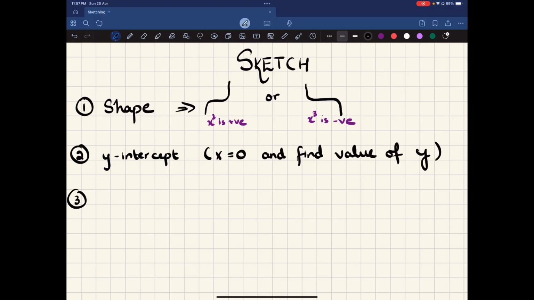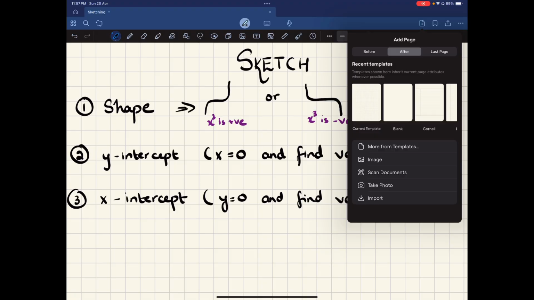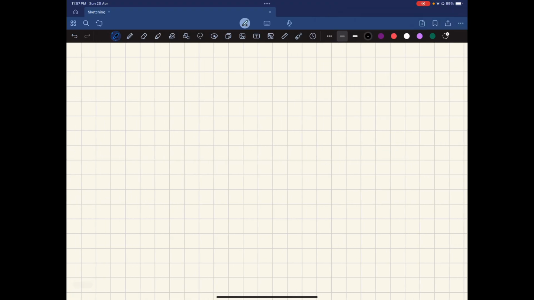The third step is that you need to find the x-intercepts or the roots of the equation. How do you find the x-intercept? By plugging in y equals 0 and finding the value of x, and it can also be values of x. Okay, so these are the 3 steps that we are going to follow. Before we apply these, I want to tell you the 3 possible scenarios of cubic functions.